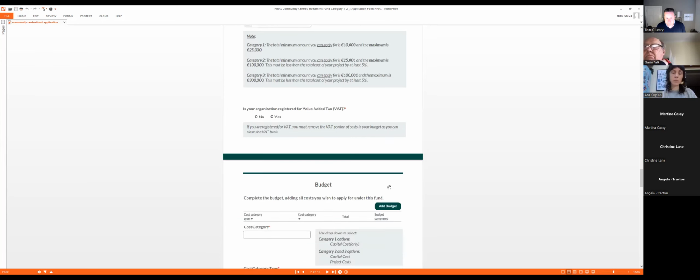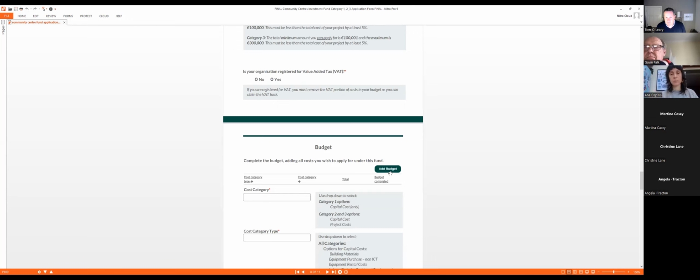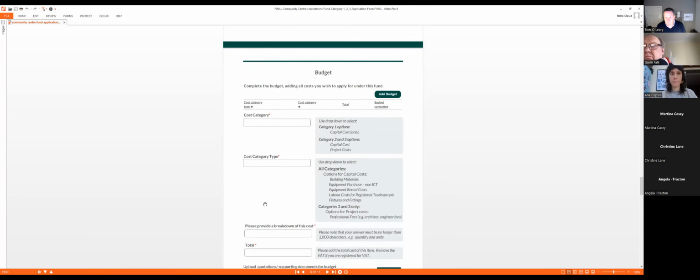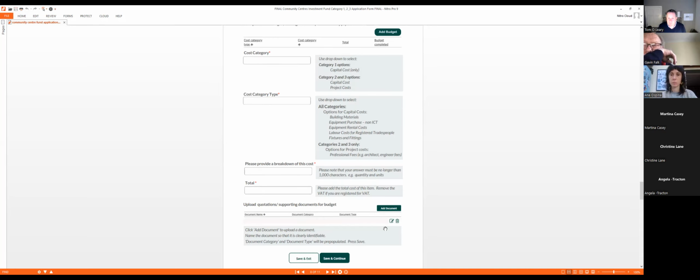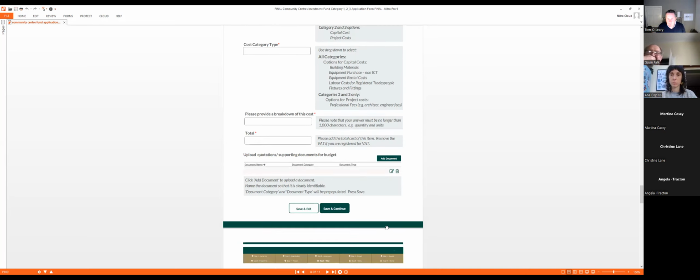And the budget, again, this is where you're adding your budget to break down the costs, and this is where you're adding your quotations. Okay, so again, your quotation needs to be either emailed to you as a PDF document, or if it's posted to you, you need to scan it and digitize it so you can actually upload it.